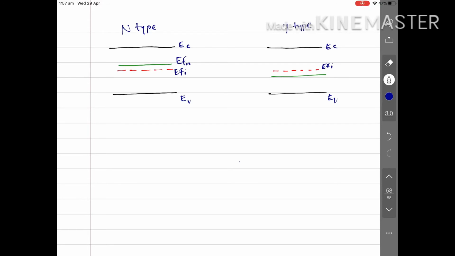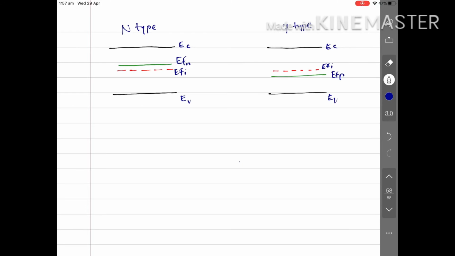For the p-type material, the Fermi level of p-type material is always below the intrinsic Fermi level of the material, right? It is always beneath the intrinsic Fermi level. So this is for the n-type material and this is for the p-type material.